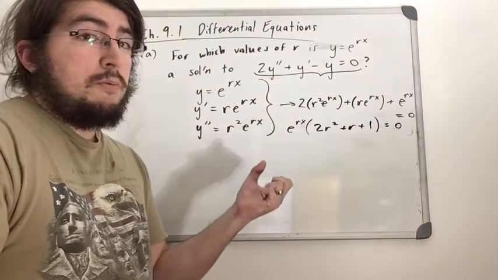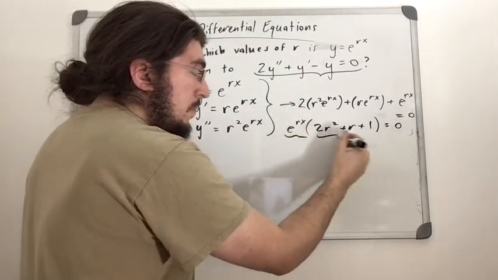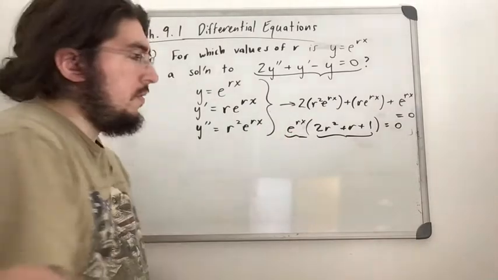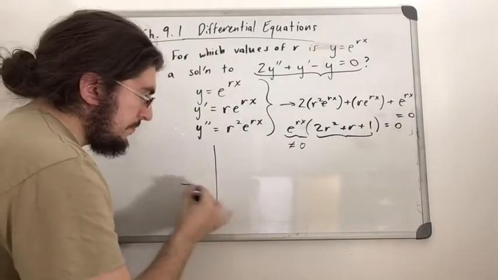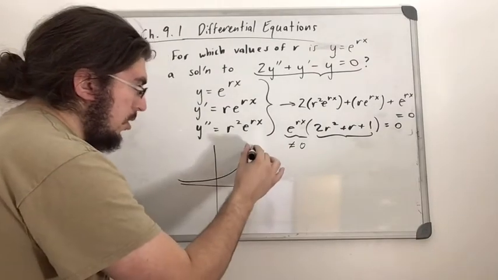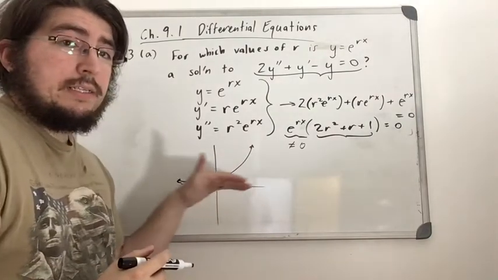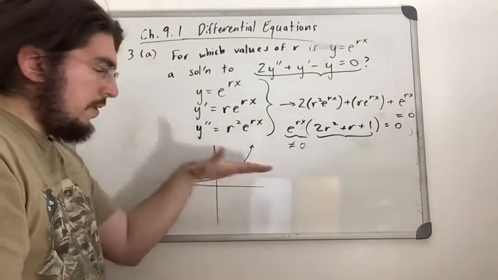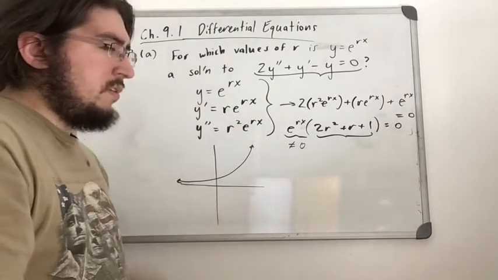So, from the zero product property, if you have two things that multiply to 0, one of them must be 0. But e to any power is never 0. If you graph e to the x, it has a horizontal asymptote at the x-axis. So it never is 0, and it never even is negative, actually. But the point here is it's never equal to 0. So e to any power is never 0.